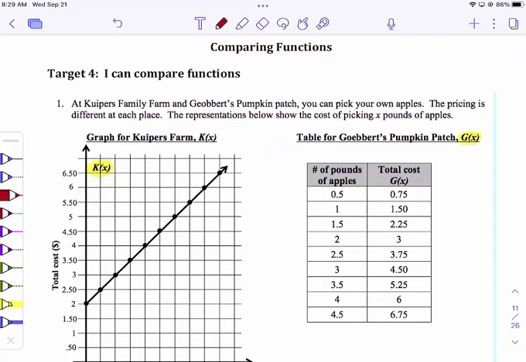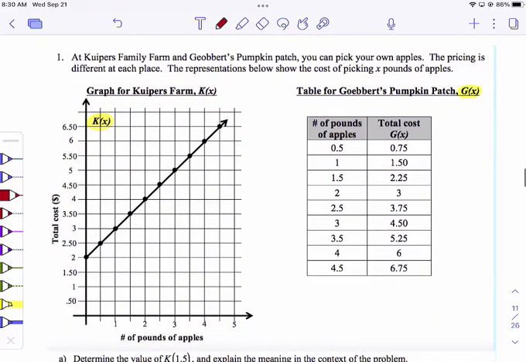Kuiper's is expressed as a graph, and Goldberg's is expressed as a table. And it says to compare them. It asks you different questions. So when you look at this question, it says determine the value of k of 1.5. If you don't know what that means, you're just looking at that like, I'm supposed to do what with 1.5? But you need to know that when it's written like that, that is an x value or an input value.